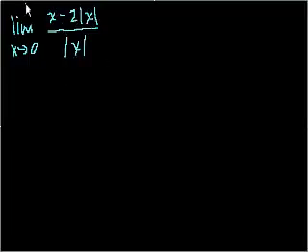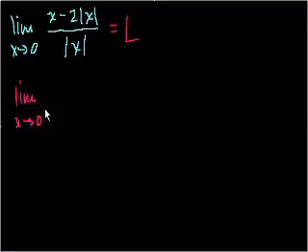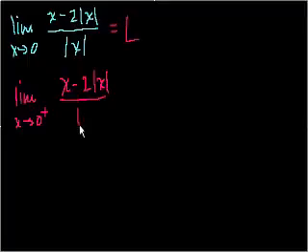Well, let's say this limit equals L, and L is what we have to solve for. In order for that limit to exist, the limit as x approaches 0 also has to exist from the positive and the negative sides. What do I mean? That means this must also be true: the limit as x approaches 0 from the right-hand side, from positive numbers, of x minus 2 times the absolute value of x over the absolute value of x has to be equal to L.